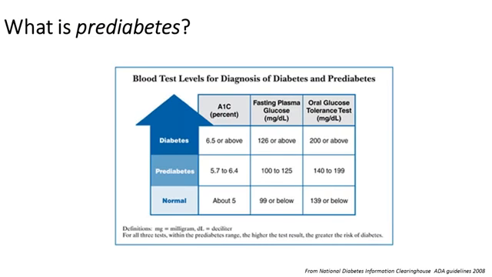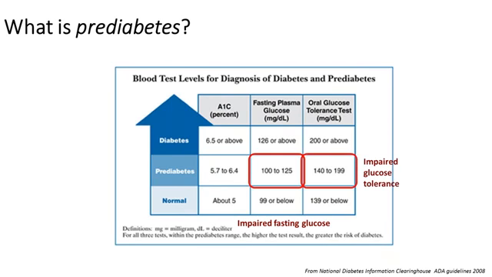Now, pre-diabetes, because we did discuss in the previous slide that if we can catch someone with pre-diabetes, there is a possibility of reversing those glucose abnormalities. When we talk about pre-diabetes, a fasting blood sugar between 100 and 125 suggests impaired fasting glucose, and a blood sugar between 140 and 199 suggests impaired glucose tolerance.